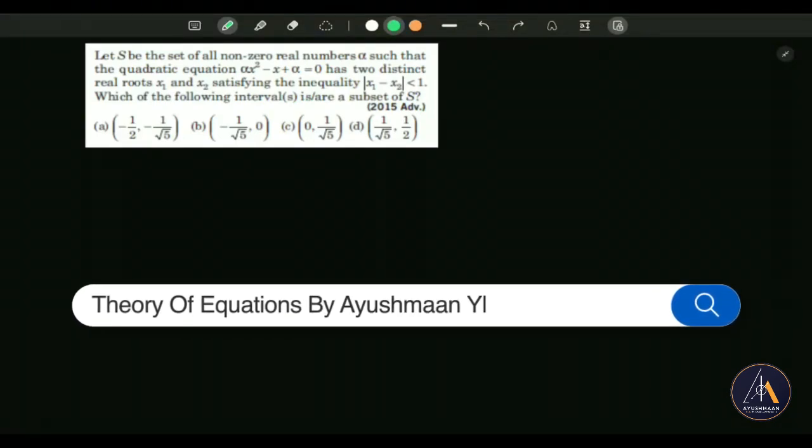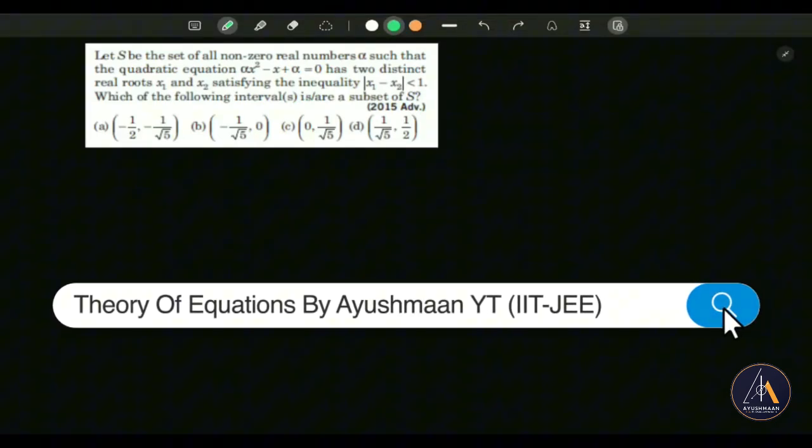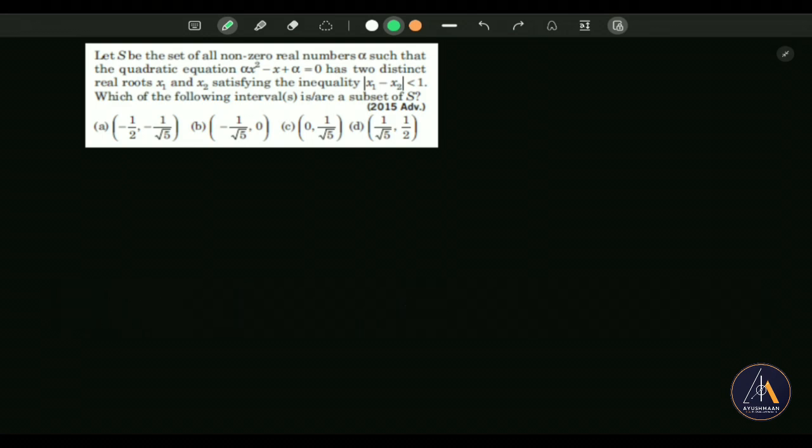This question says, let S be the set of all non-zero real numbers alpha such that the quadratic equation alpha x square minus x plus alpha equals to 0 has two distinct real roots x1 and x2 satisfying the inequality. So we have to find out the correct interval which is a subset of S.